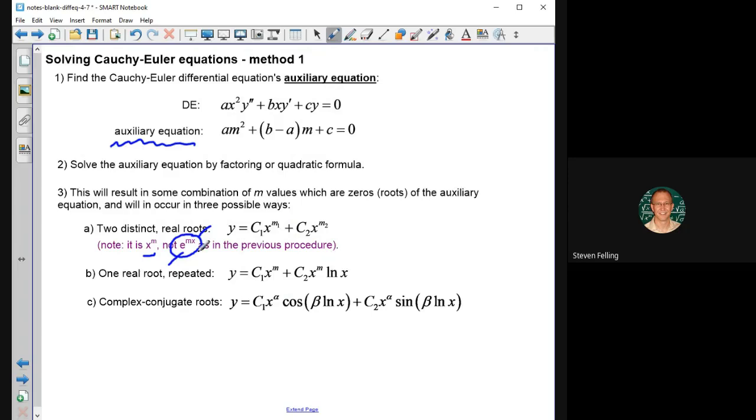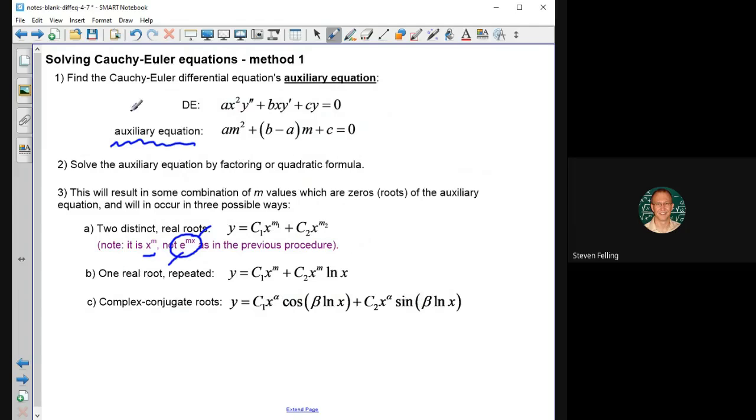Okay, and then if you happen to have complex conjugate roots where alpha is the real part and beta is the imaginary part, then it's c1 x to the alpha, not e to the alpha x, it's x to the alpha times cosine of beta, but the beta is multiplied by natural log of x. Okay, and then we also have a term of the same form except with the sine included.